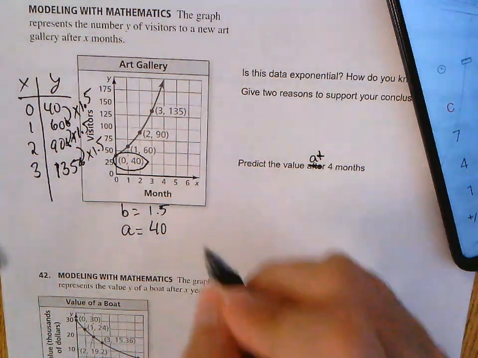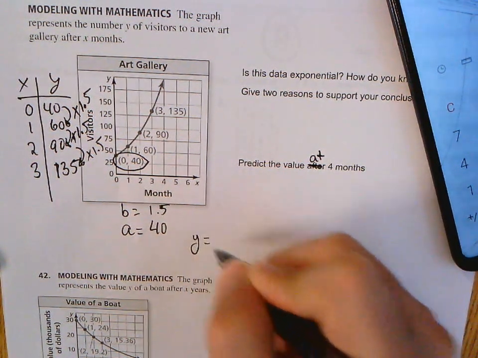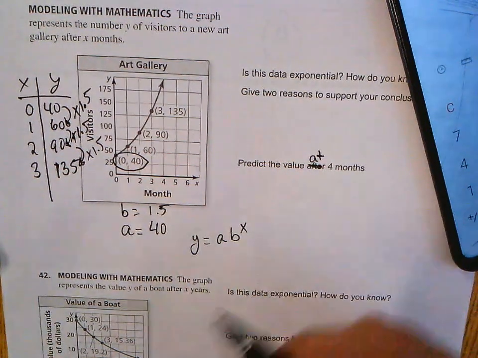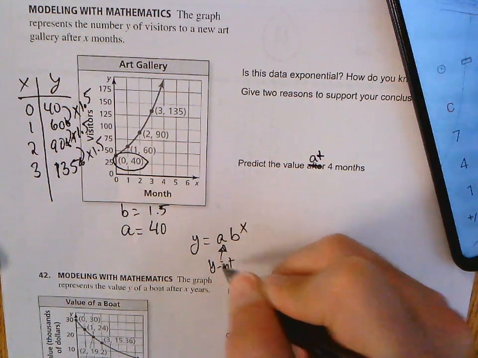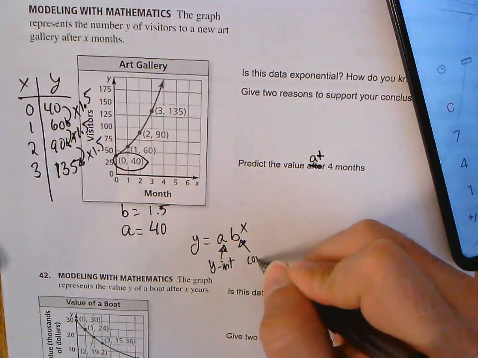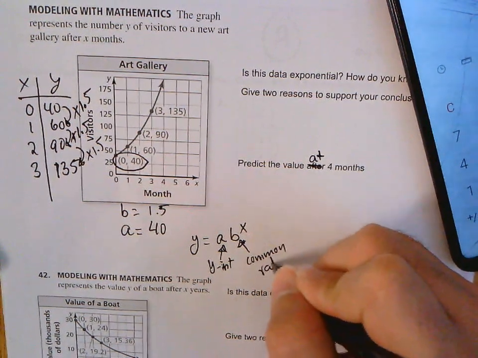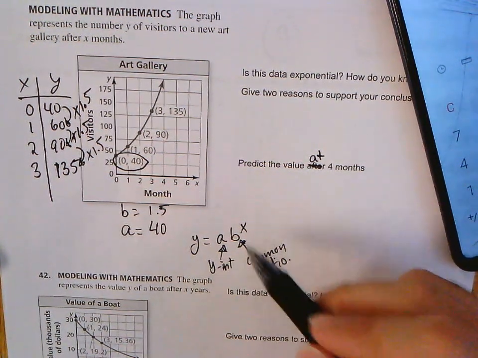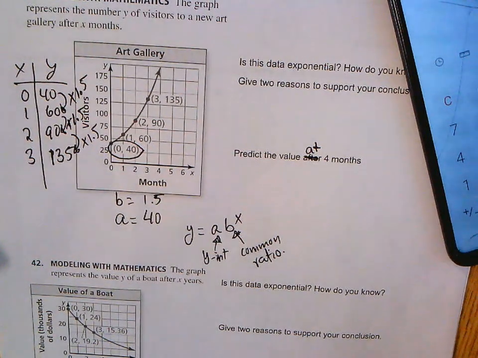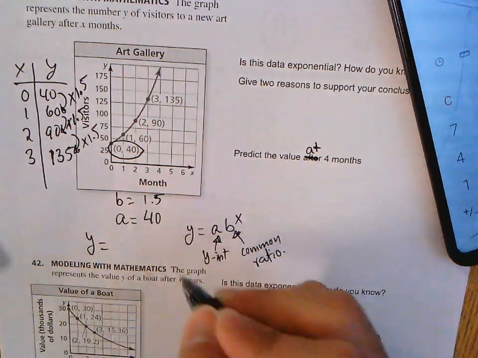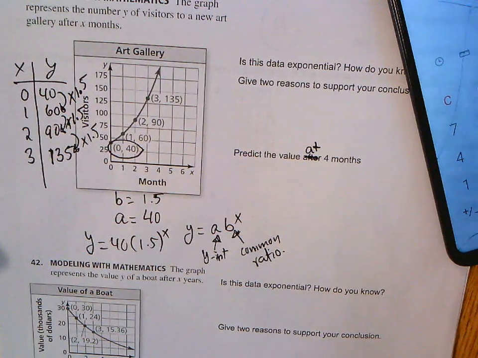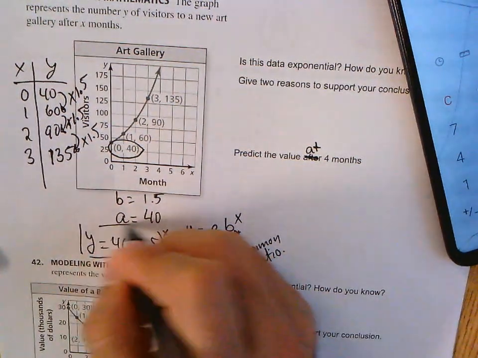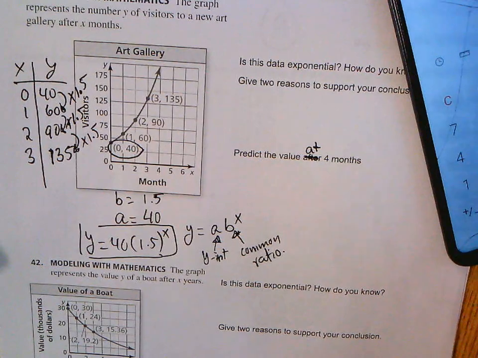I just want to remind you that we're trying to write an equation in the form of y equals a times b to the power of x, where a is your y-intercept and b is your common ratio. Now that we found both things, I can write my equation, which will be y is equal to 40 times 1.5 raised to the power of x. And I'm done with that part.